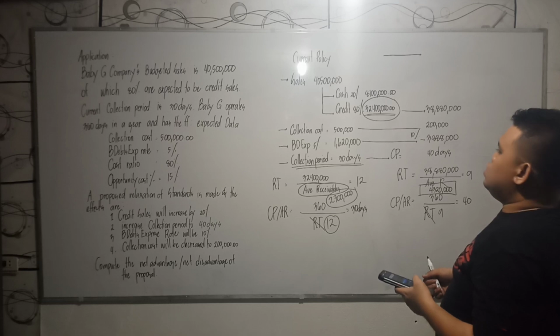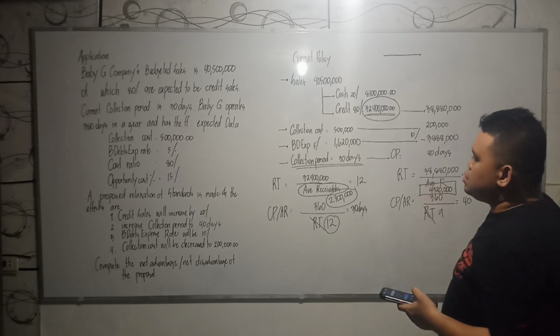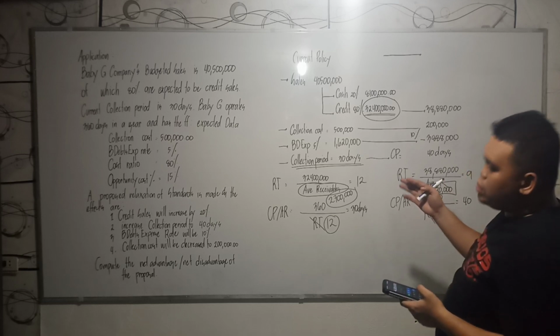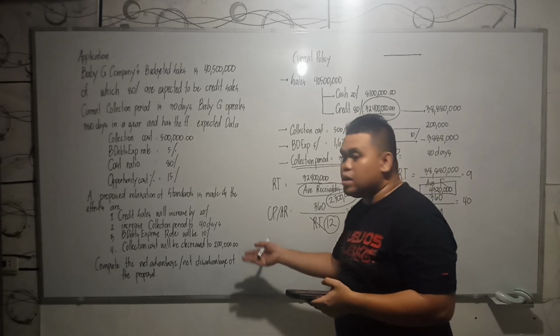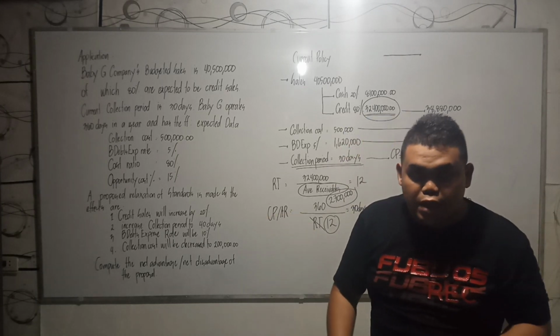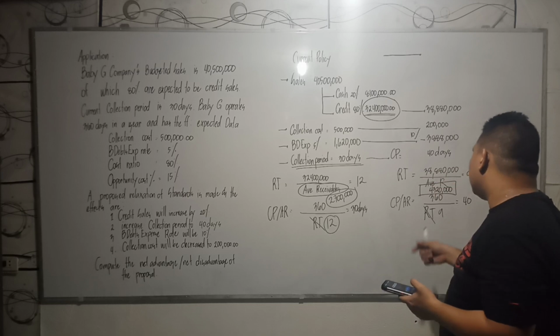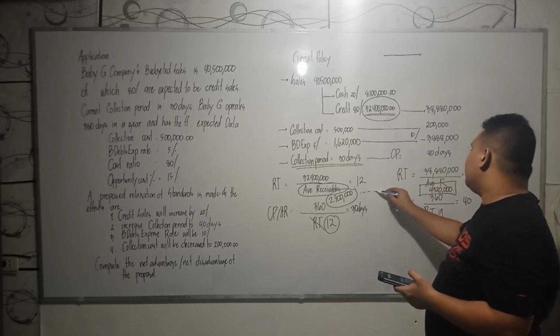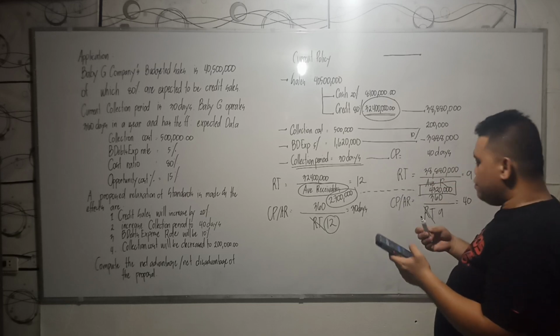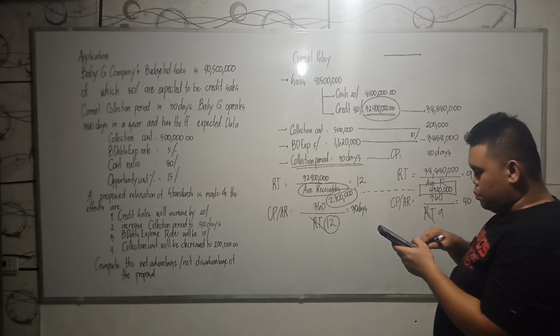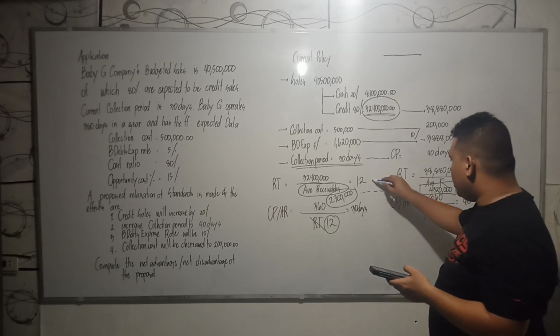Now, in other problems, it's not only the question of net advantage or net disadvantage of the proposal. Sometimes, you will be asked, how much is the increase in the receivables? And in this case, from 2.7 million, it became 4,320,000. So 4,320,000 minus 2,700,000, the increase is 1,620,000.